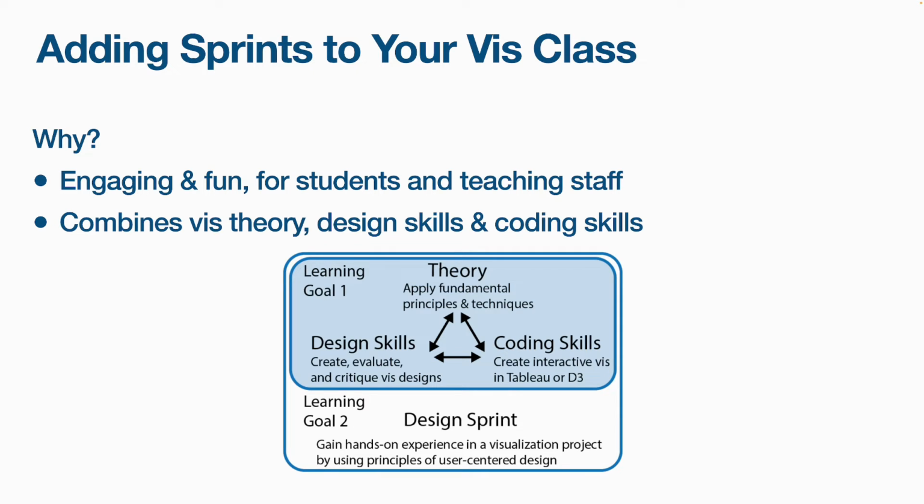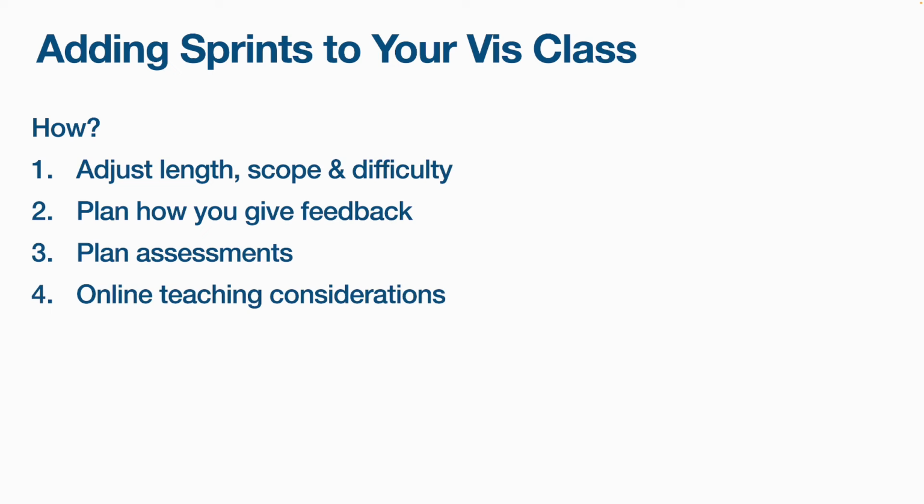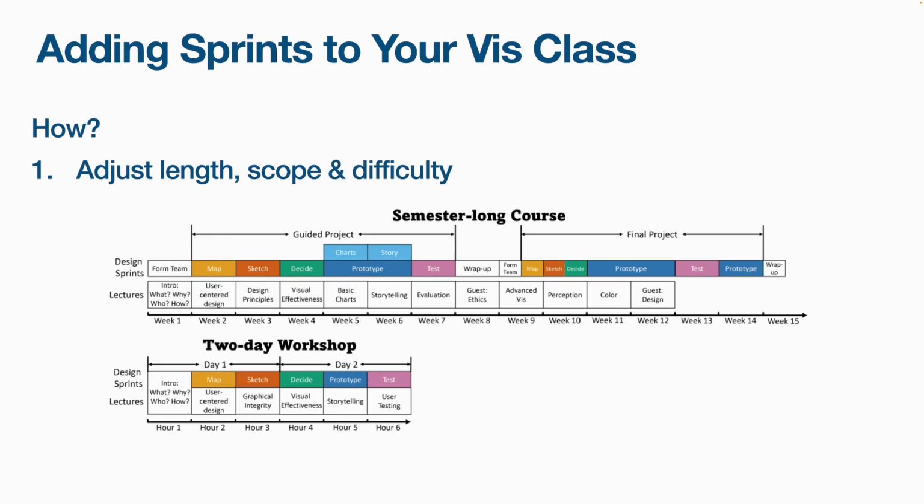So now that I've hopefully convinced you about why you should include design sprints in your classes, how should you do it? There are 4 main considerations, but let's look at them individually in a little bit more detail. Decide on the length, scope, and difficulty of a design sprint. You can make a design sprint last an entire semester, or you can fit it into 2 days. You can have a very guided sprint where you help students a lot, and you can have a more independent sprint. For example, you can give them already a clean data set and specify the audience for their visualization, or you can let them program in D3 or Tableau or use pen and paper prototypes. So it's really up to you to set the scope and difficulty.